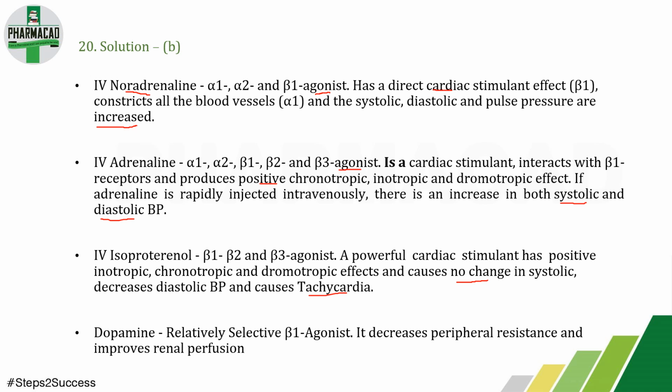Then we have dopamine. So dopamine is a relatively selective beta-1 agonist. It decreases the peripheral resistance and improves the renal perfusion. So these are all the 4 statements that are justified over here. And the false statement from the given question is only option B, that is they have given adrenaline increases systolic, decreases diastolic and causes tachycardia. No, it will increase both systolic as well as the diastolic blood pressure because it acts on all the receptors of adrenergic neurons.